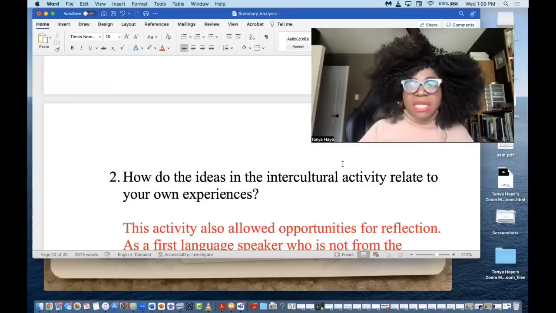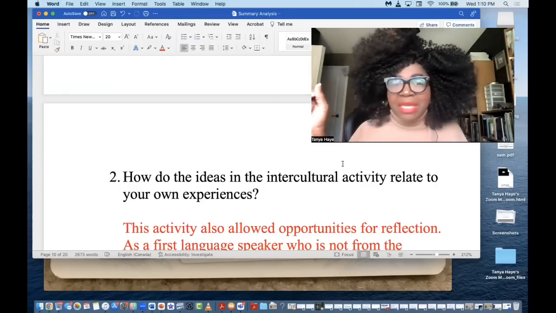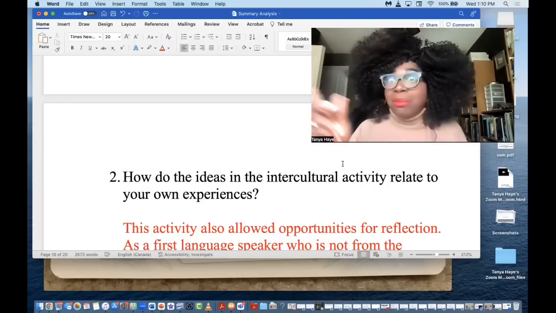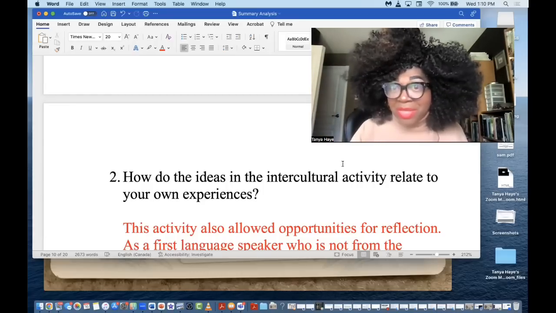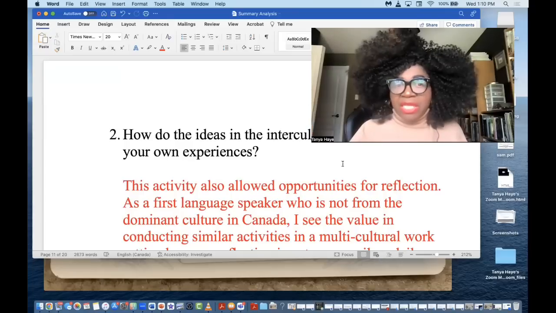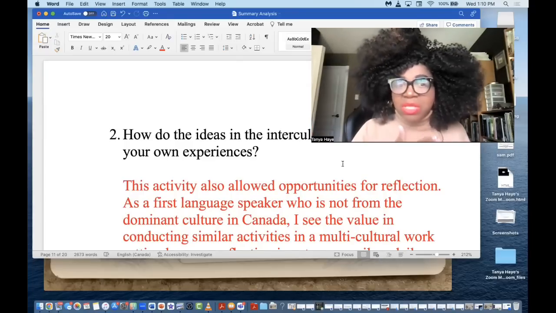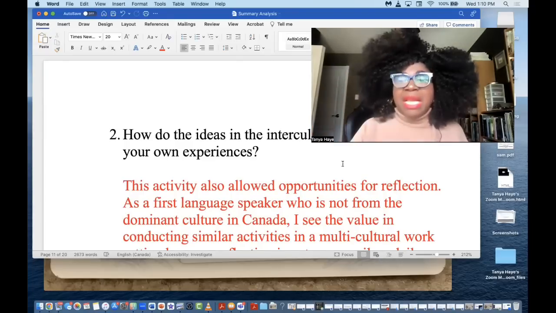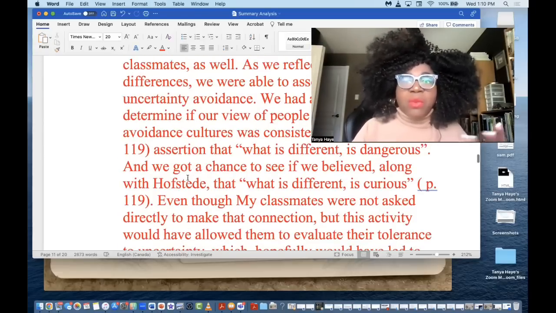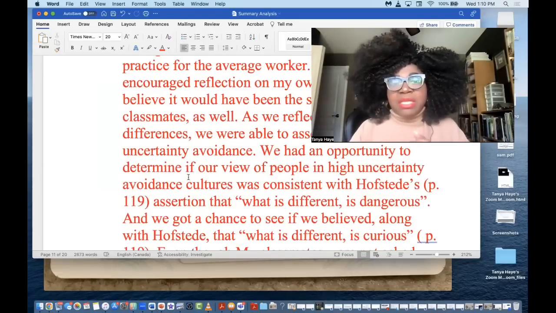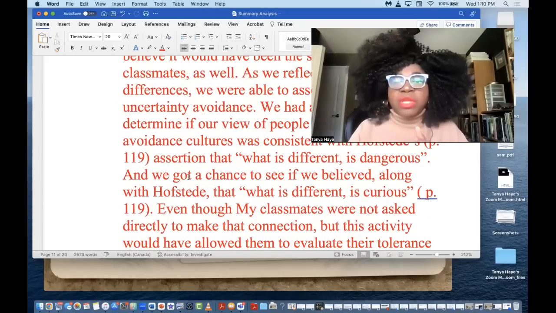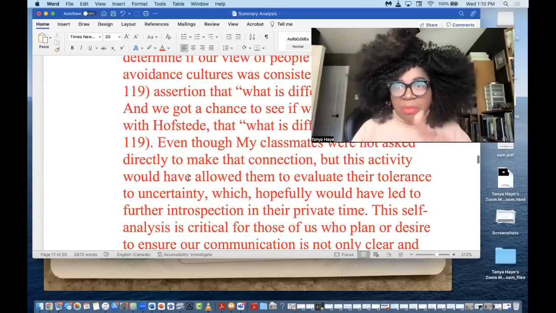And the next question is, how do the ideas relate to your own experience? Once again, it's personal, but you're using outside sources. So I said, this activity allowed opportunities for reflection. As a first language speaker who is not from the dominant culture in Canada, I see the value, and I went on and on and on. And of course, I went back to Hofstede again, where he said, what is different is dangerous. What is different is curious. And I quoted him, APA style.